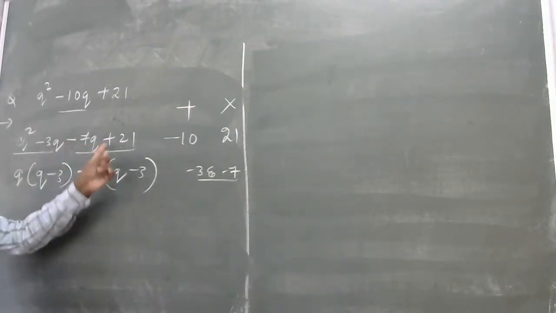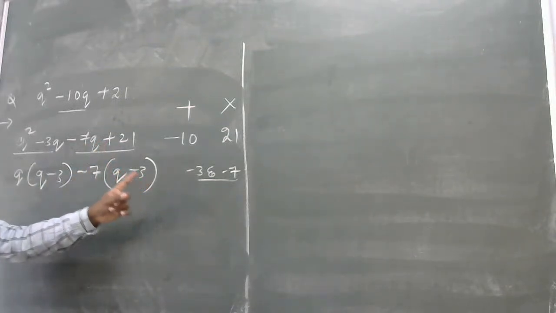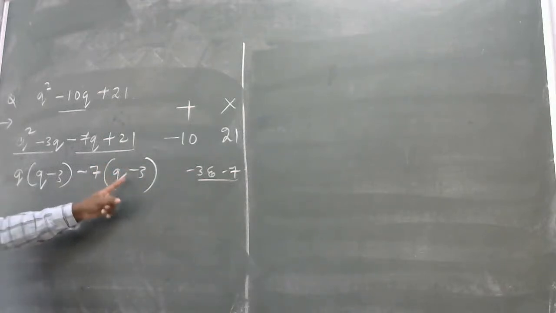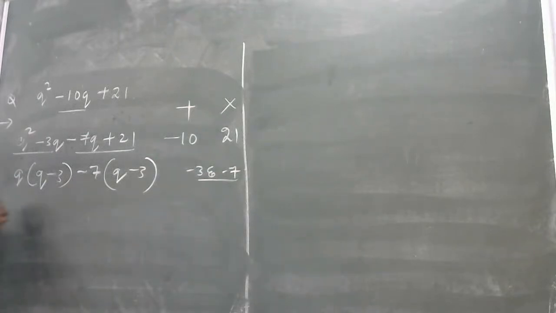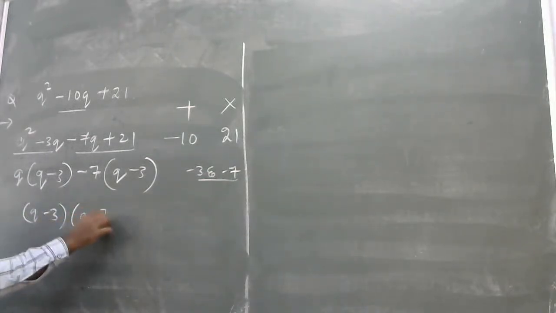Some people will take it as q plus 3, so it will be wrong. It will be q minus 3, because one minus we have already taken out here. So the answer is q minus 3 into q minus 7.